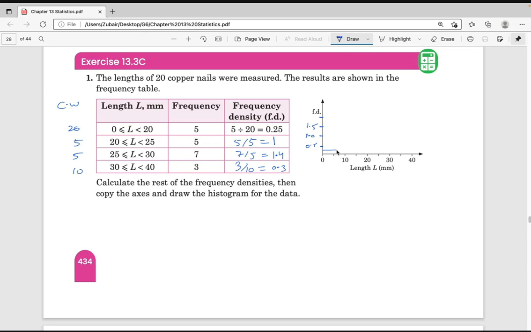0.25 is this. And the second one is 20 to 25 and height is 1. We make a height of 1 from 20 to 25.